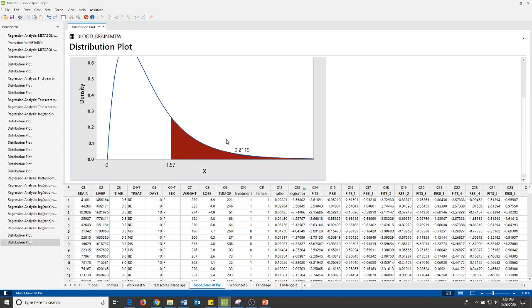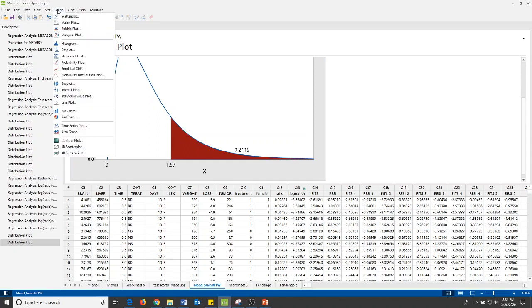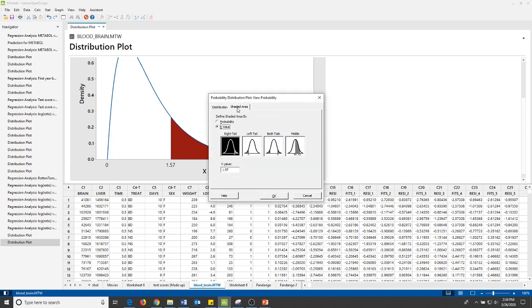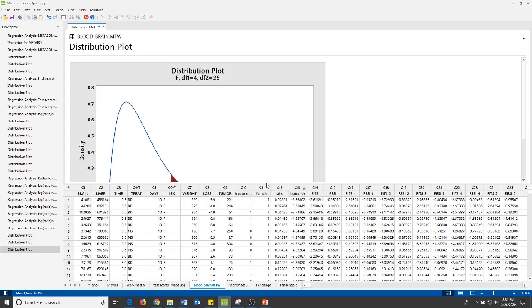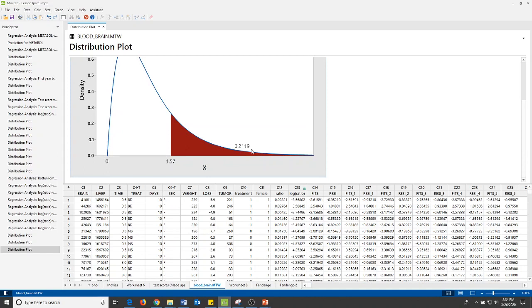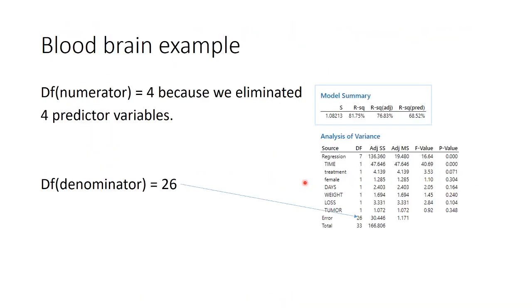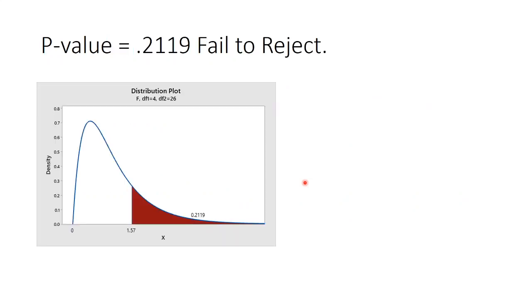I then, well, actually I missed a step. I had this all set up, and so I was cheating a little bit. So I need to kind of do this again. So 4 and 26. Now I need to select the shaded area. Remember that my statistic that I got out was 1.57, so I need to put that in the x value because I know this and I need to find the probability. Remember, the p-value is a probability. And I find out that my p-value is 0.2119. And so when I calculate this, I get my degrees of freedom there, and I get my p-value of 0.2119, which I failed to reject.